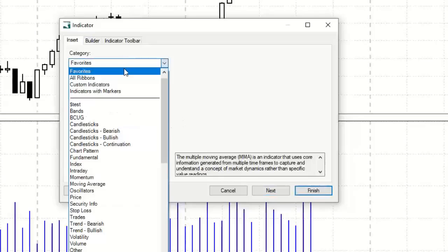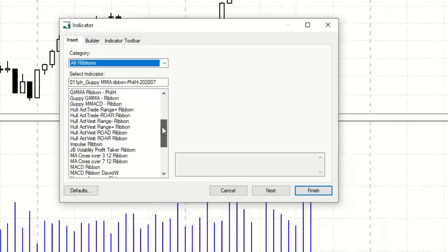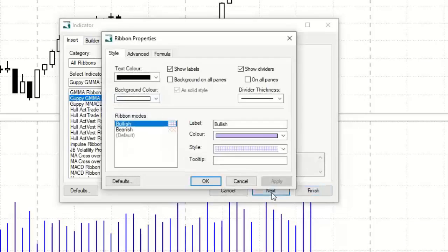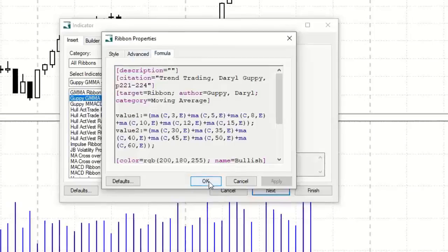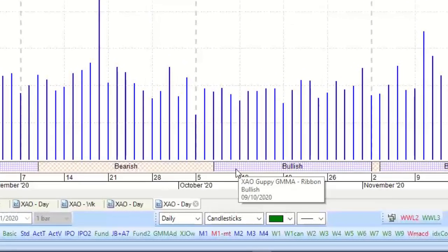Then if you go to the category, you can choose All Ribbons and have a look at which ribbons are available. Now those first few are not standard ribbons. They're from Phil's presentation a few weeks ago. We can have a look at something like maybe Guppy's GMMA ribbon. I think that's a standard one. Next, there's information about the style, advanced formula. Click OK. Now that ribbon has been applied across the bottom of the chart. It's just an indicator like all the other indicators, except it's a ribbon style of indicator.